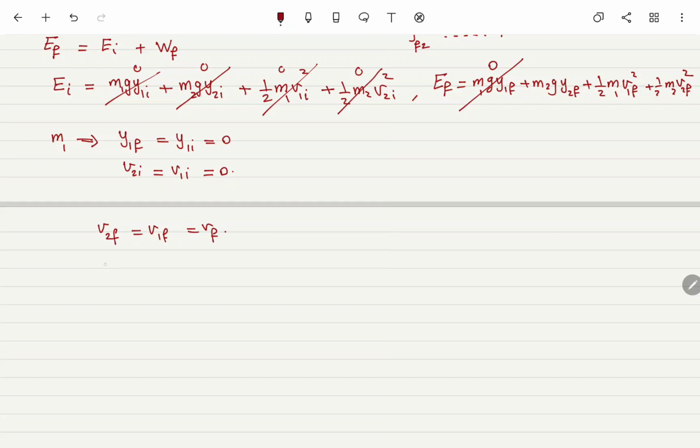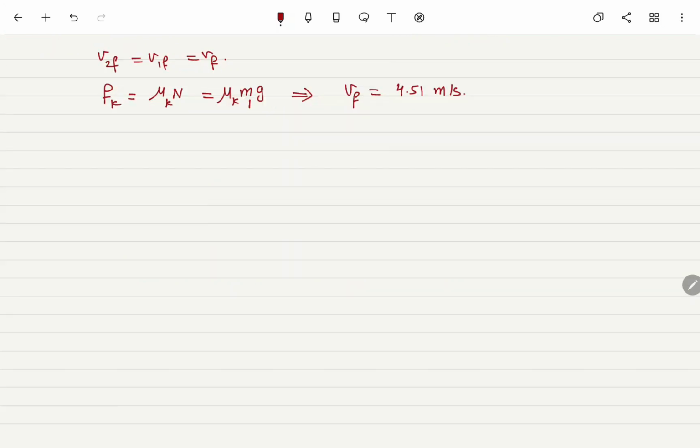And Fk here, the frictional force, equals mu k n, which equals mu k m1 g. You substitute things in the equation above, you will get v final equal to 4.51 meters per second.